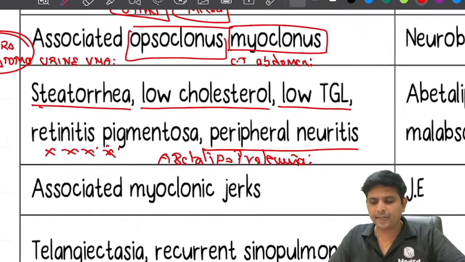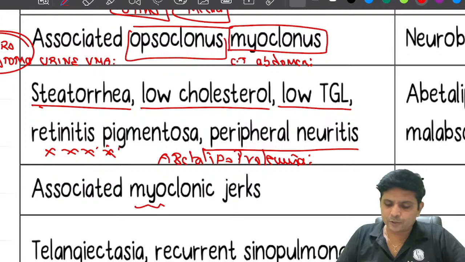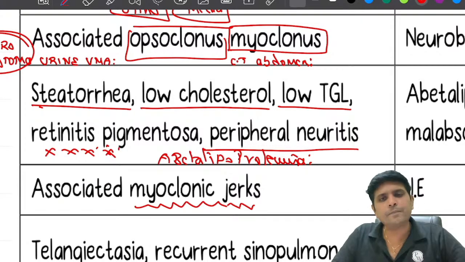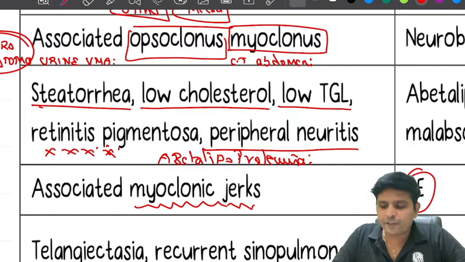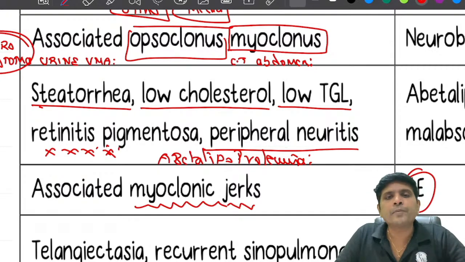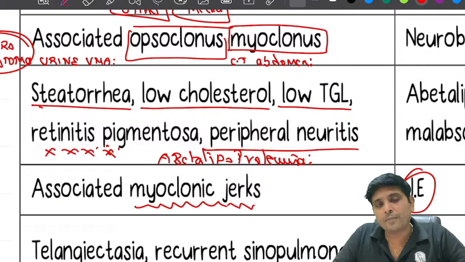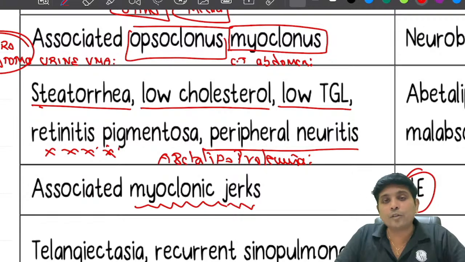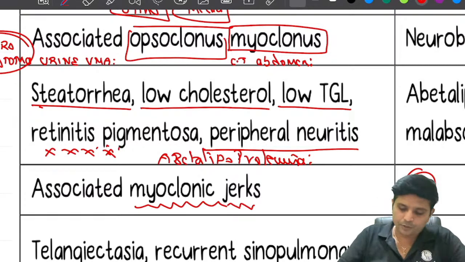Right. And what else? When the child is also having ataxia along with myoclonic jerks, it can be due to Japanese encephalitis, because Japanese encephalitis predominantly involves your brainstem, basal ganglia and thalamus, leading to imbalance, leading to extrapyramidal symptoms in almost 50% of the survivors.